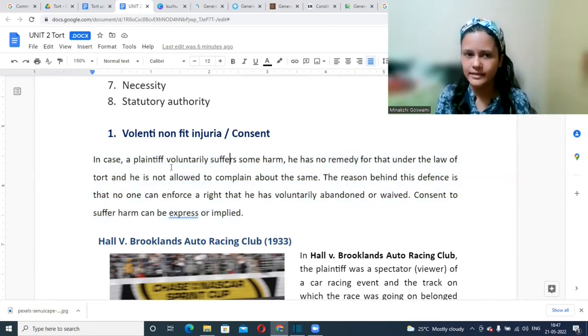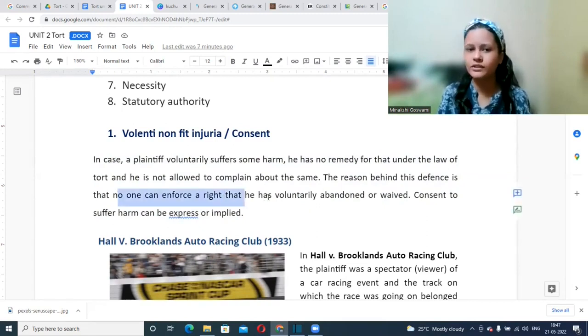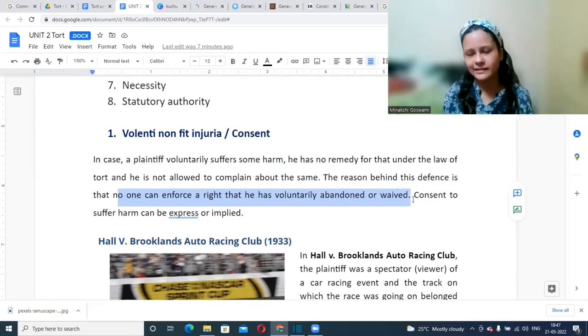So in case the plaintiff voluntarily suffers some harm, he has no remedy for that under the law of tort, and he is not allowed to complain about the same. The reason behind this defense is that no one can enforce a right that he has voluntarily waived, right? I only had a right that I can stay peacefully at my house, I can sleep, I can rest. But what I decided instead is to go on an adventure trip. I decided to do some adventure sport and stuff.